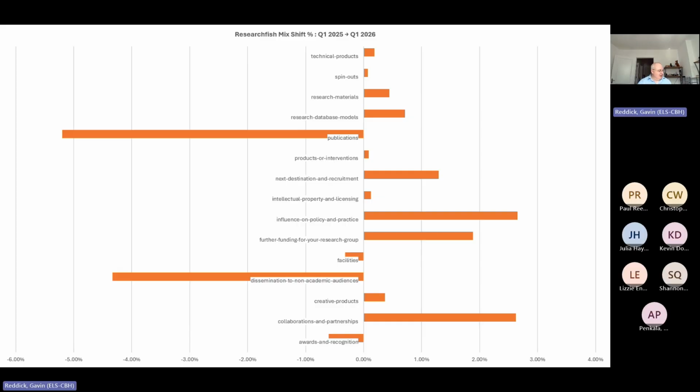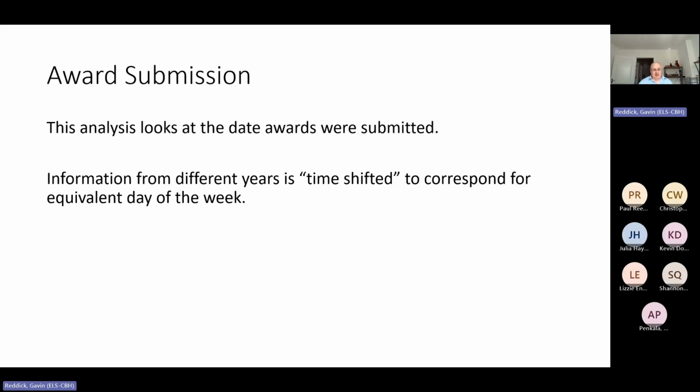If not, then let's look at the final part of the cycle, which is actually the award submission. And again, we're going to use the same approach on time shifting.